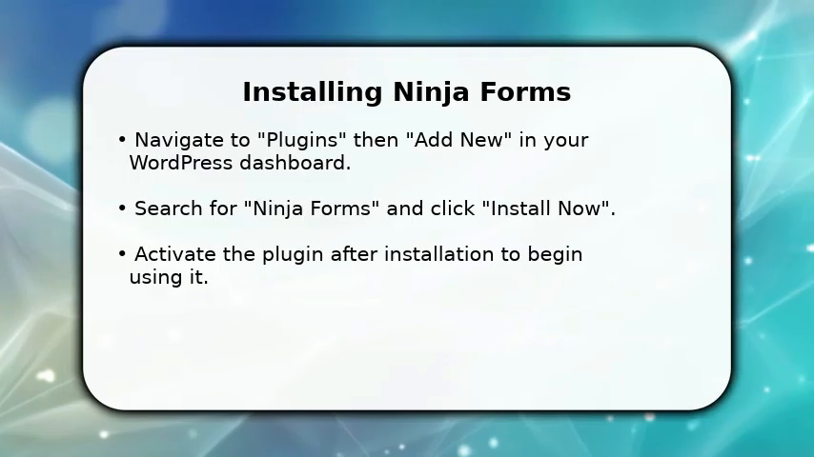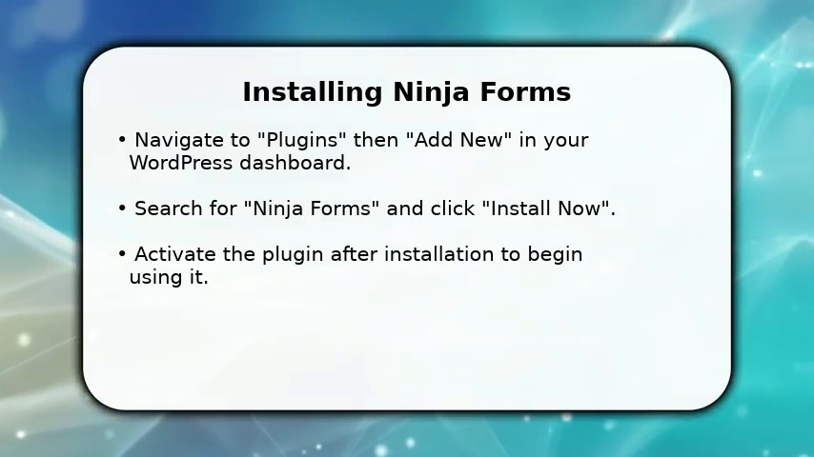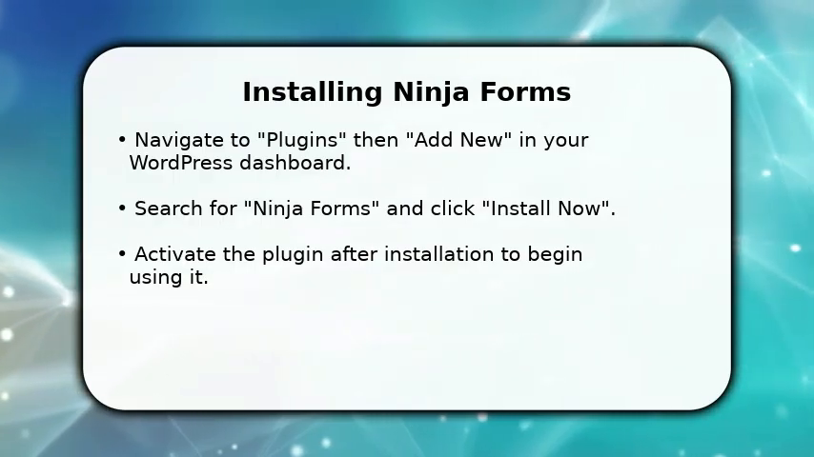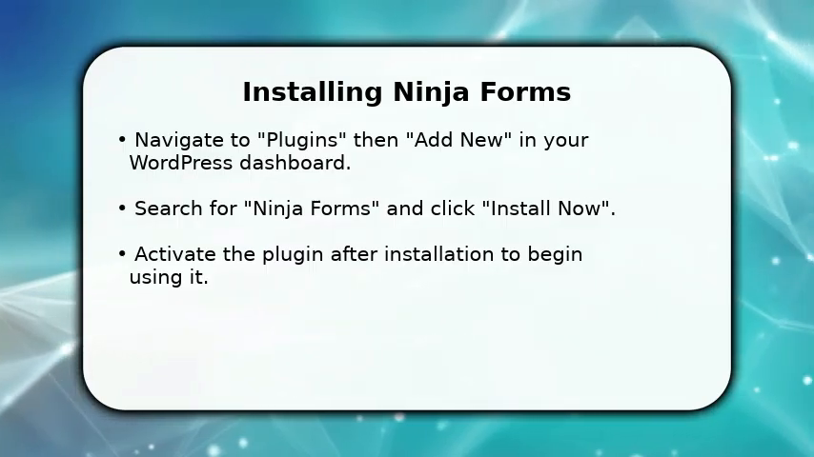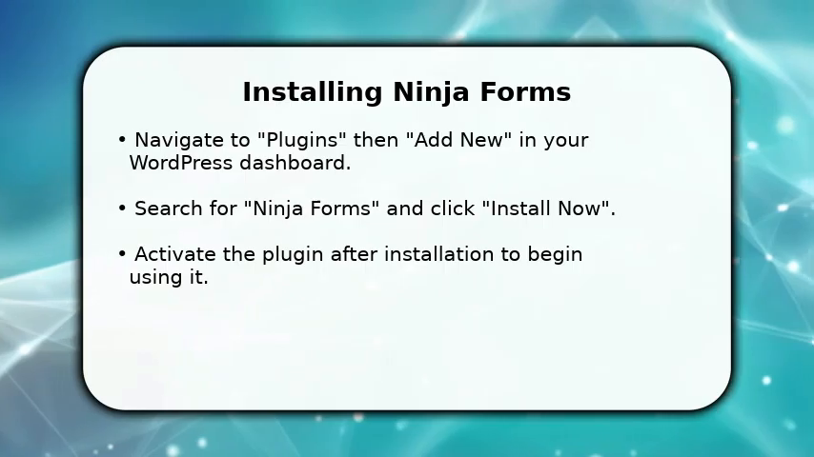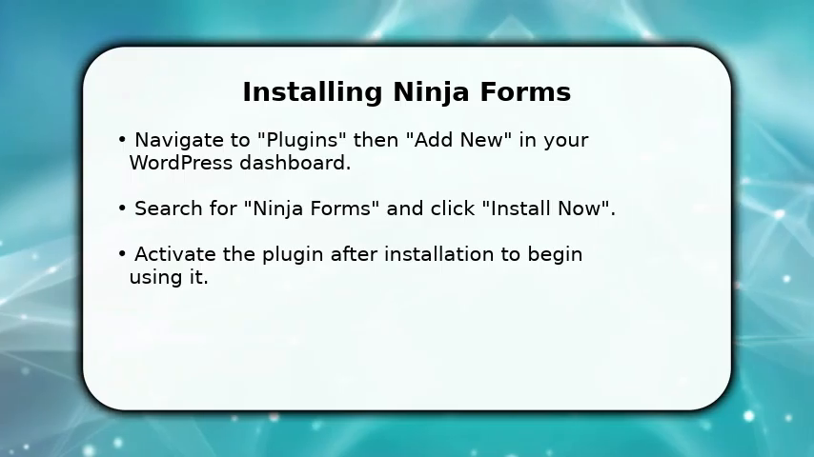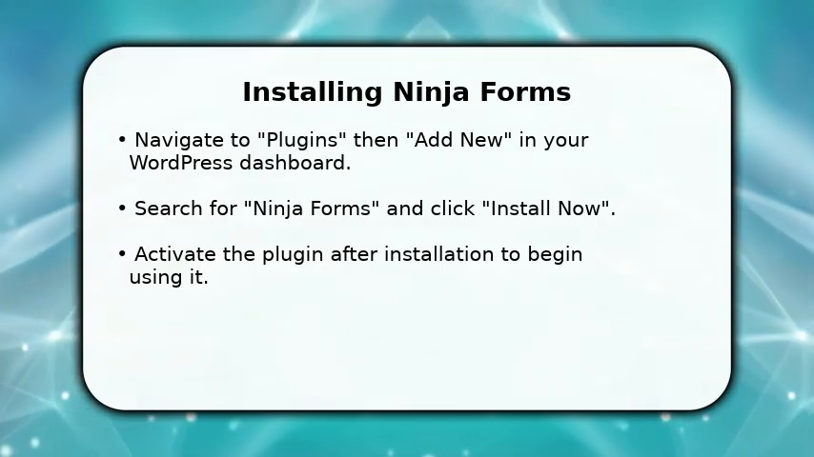In this video, I will explain how to use Ninja Forms. First, let's get Ninja Forms installed on your WordPress website. Head over to your WordPress dashboard, find Plugins, and then click Add New. In the search bar, type Ninja Forms, click Install Now, and then Activate. This simple process takes less than 1 minute and sets the foundation for building powerful forms.